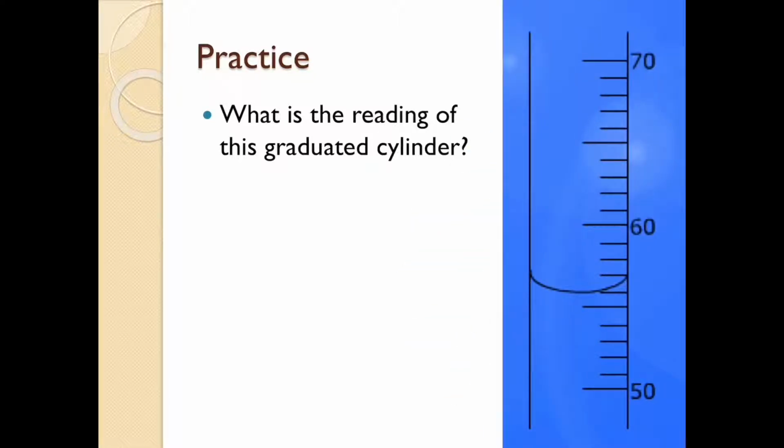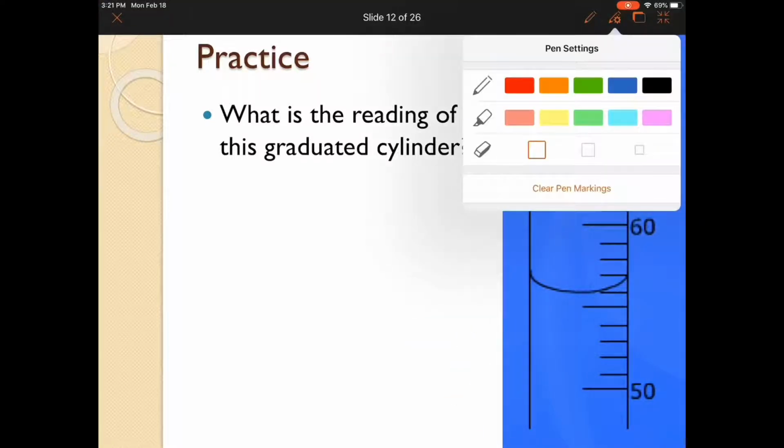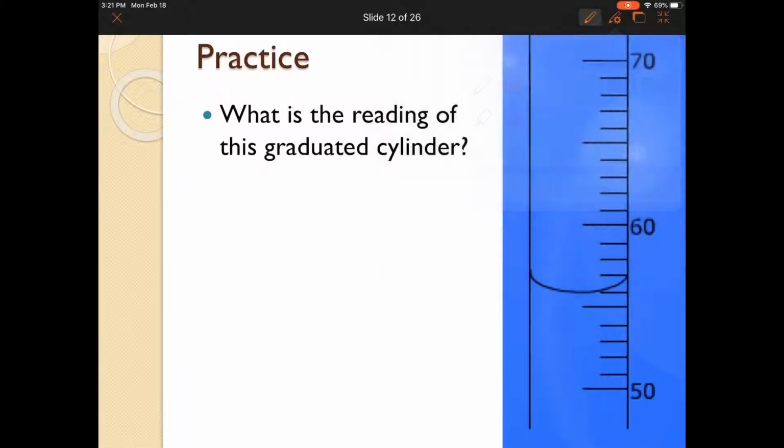So let's try reading this graduated cylinder. What does it say? If you look, the 50's down here, 60's up here, so that must mean it's in the 50's. You look at the increments and you see 4 notches between this one and the middle notch, so it must be going by 1 milliliter. So looking at the bottom of the meniscus, which is right here, we're at about 56 milliliters.